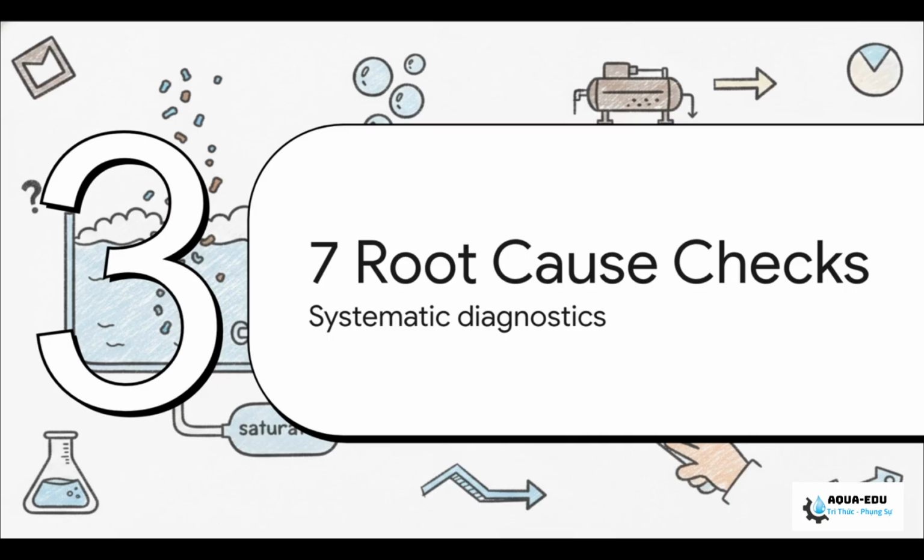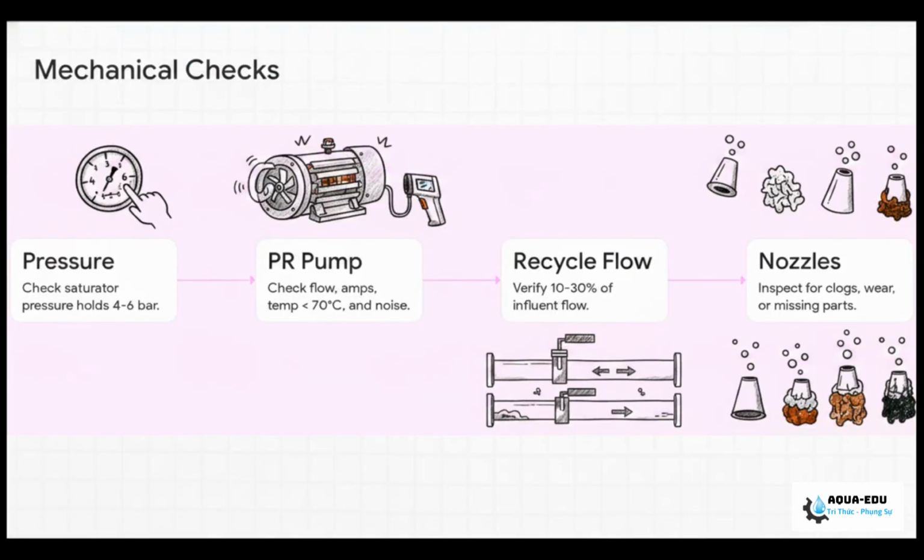To fix this systematically, without getting totally overwhelmed by all the alarms going off, we're going to run through 7 very specific diagnostic steps. We group our first 4 checks around the mechanical side of things. Step 1, verify that the saturator is actually holding 4 to 6 bars. Give the gauge a little tap just to make sure it isn't stuck.